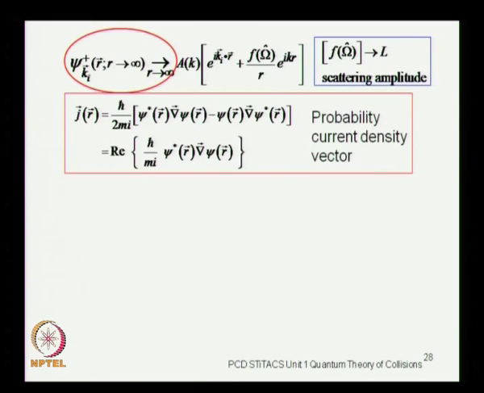Okay. So, the problem in scattering theory really boils down to determining these scattering amplitudes and the phase shifts and so on. Now, what I am going to refer to is the probability current density vector, which you would have met in your first course in quantum mechanics. Now, this is what the probability current density vector is.